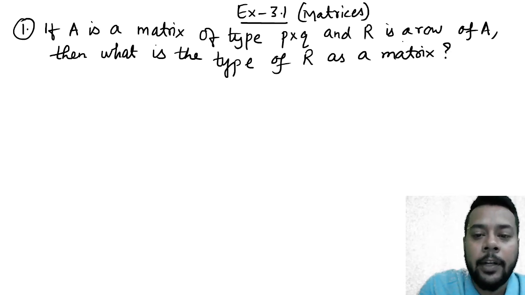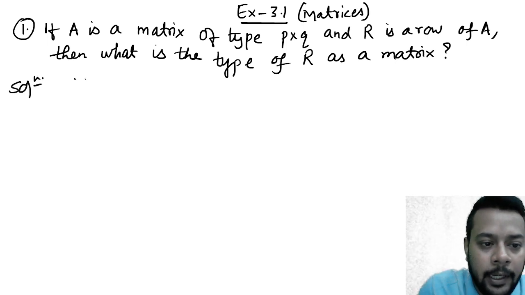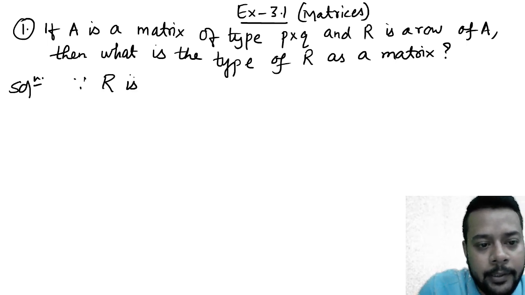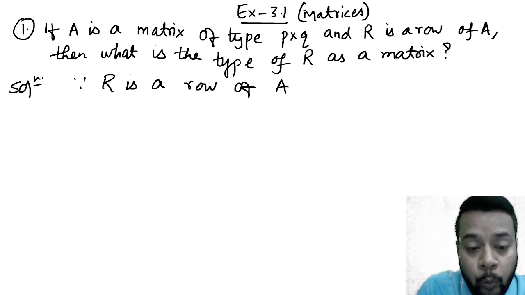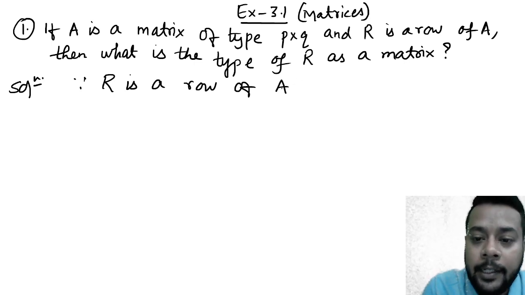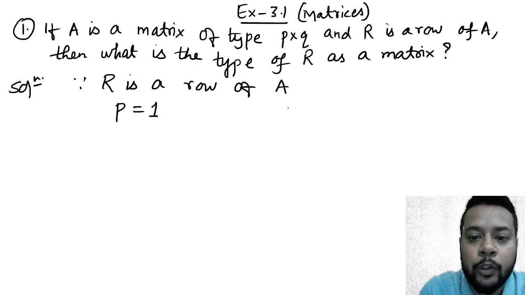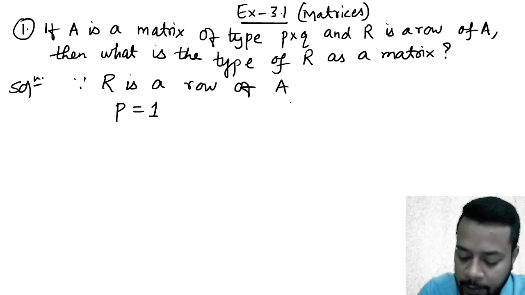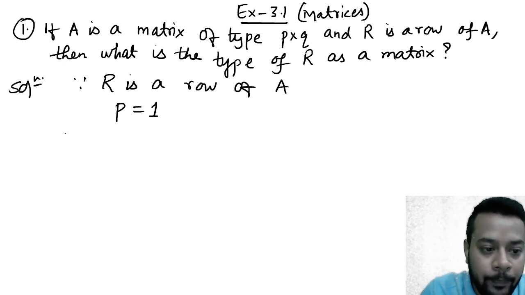So first of all, we'll try to understand in the solution that since R is a row of A, what we have studied or what we know in class according to class 10 concept, that since R is a row of A, so definitely rows value will be 1. So definitely number of rows will be 1. So that is why your answer for this question will be 1 by Q here.